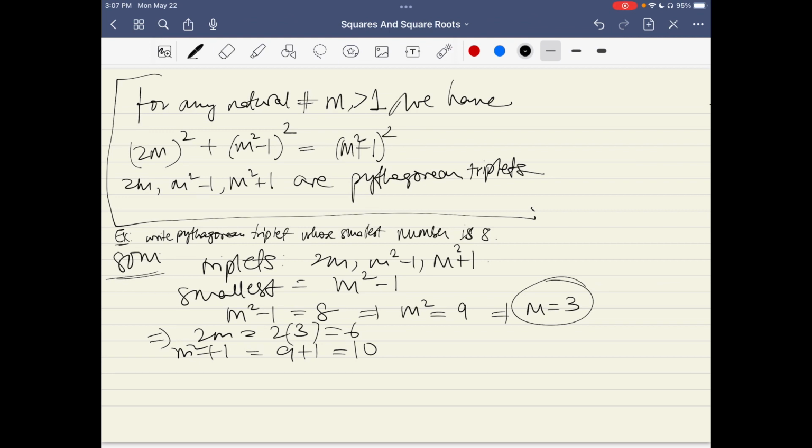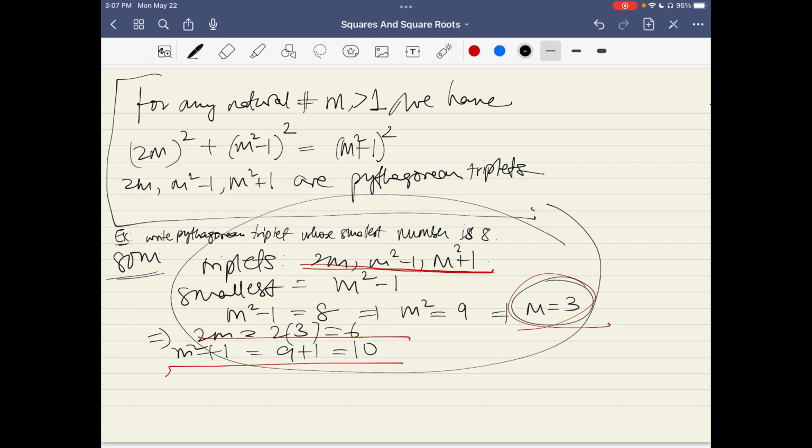The example we have at hand says, write the Pythagorean triplet whose smallest number is 8. We know that the triplets are 2m, m squared minus 1, and m squared plus 1. Let's say that the smallest is m squared minus 1. What does m come out to be? 3, right? But then our 2m comes out to be 6, and m squared plus 1 comes out to be 10, whereas the smallest number should be 8. So definitely this is not going to work, right? Because we're finding a number smaller than 8, which is 6.